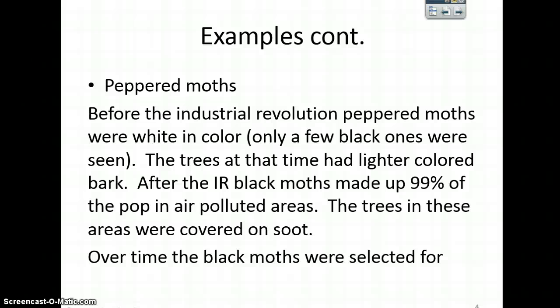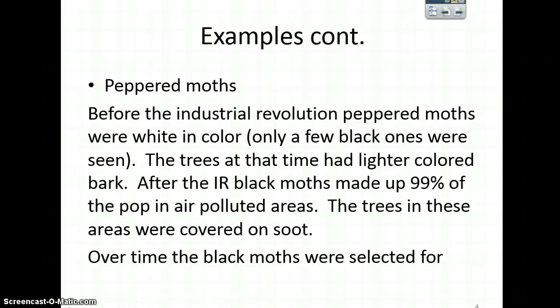changed. So over time, at first, the white moths were selected for, but when the environment changed, the black moths became selected for. And there is going to be a 10-point question on the test over peppered moths, so you may want to look at my website, and I have a rubric set up for that 10-point essay.